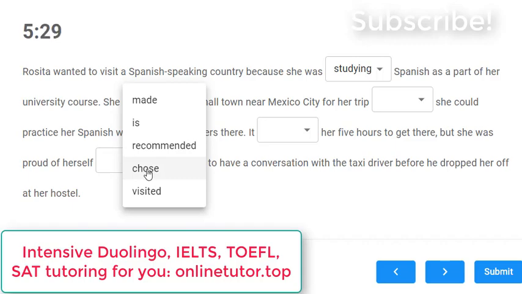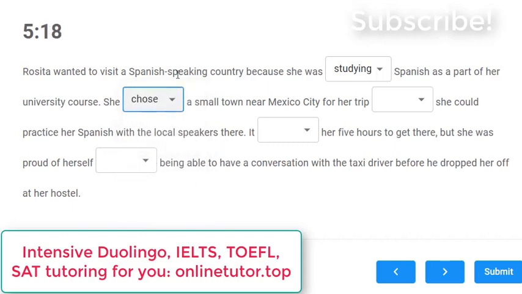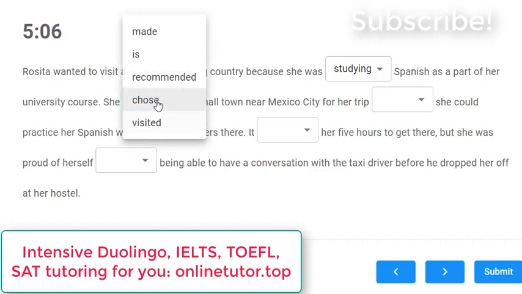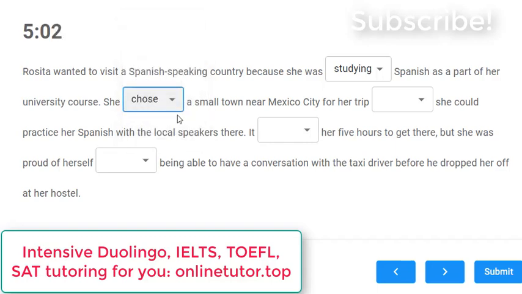Just a moment. We can have here chose, and visit also, because Rosita wanted to visit, so not to repeat visited, yes, we can here put chose. She chose because she wanted to visit. So you see, guys, even if I make a mistake here, it's not decent on their part, because we can place either visited or chose. Choose, chose, chosen. Okay, let's leave chose, but maybe we'll have an insight later on. She chose a small town near Mexico City for her trip.